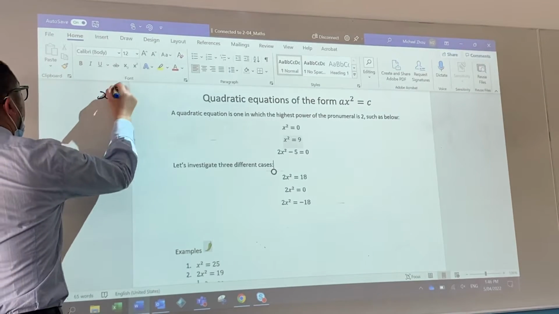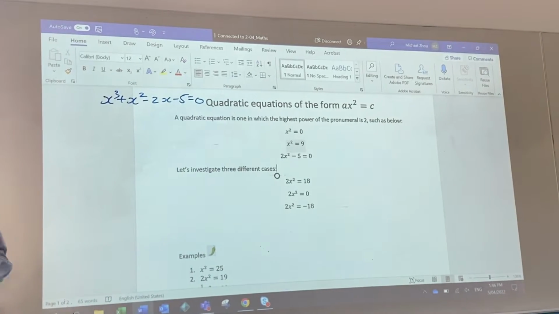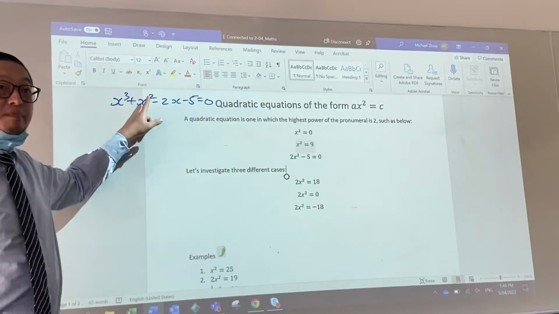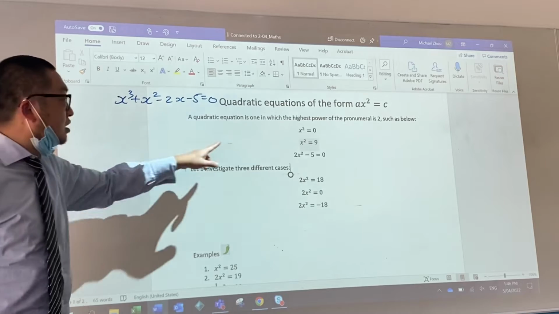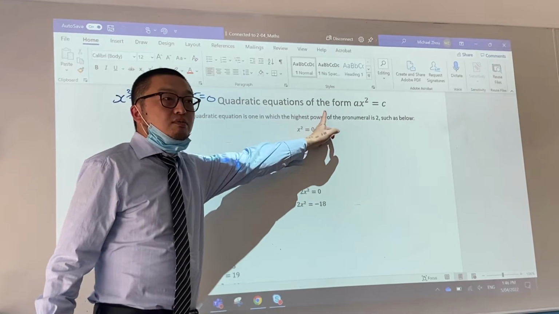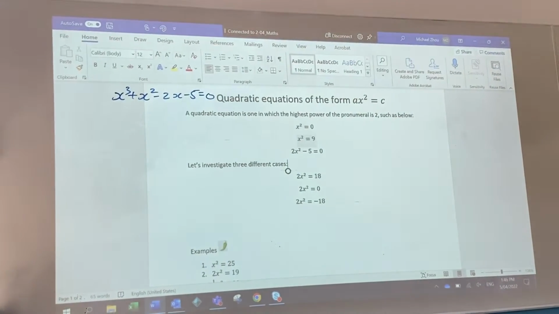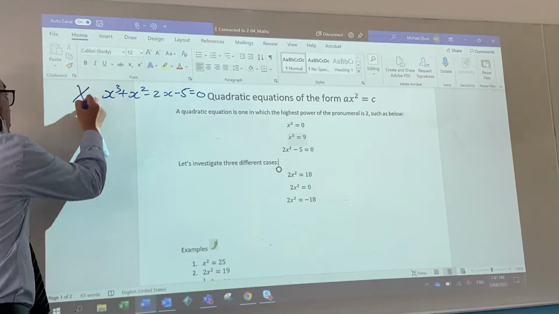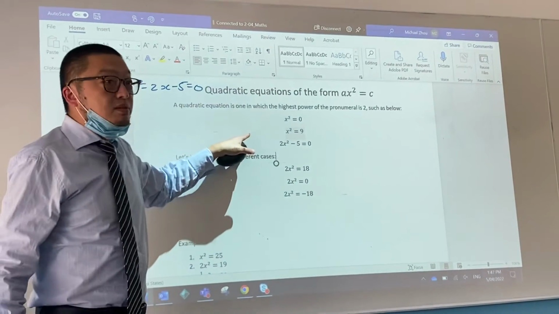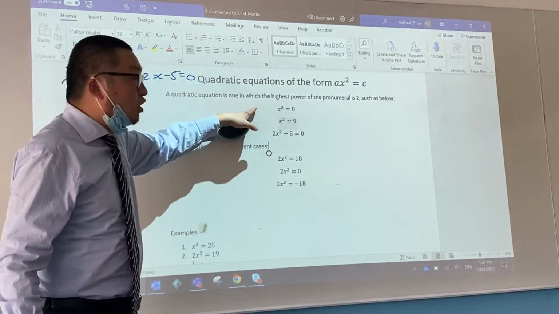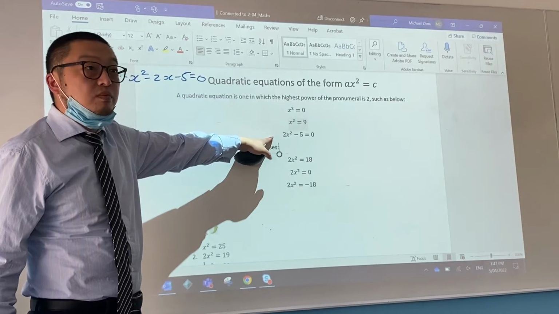If I write down something like this, is it quadratic or not? Let's go back to it. Highest power of the pronumeral. What's the highest power there? 3. It's 3, right? So this one is not quadratic. It's called cubic, which we'll do later. Okay, so far all we have to understand is the highest power is 2. Is that okay?